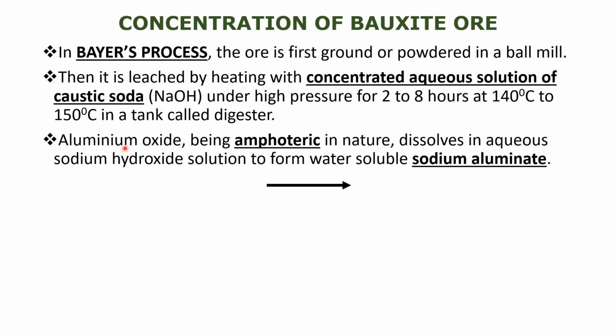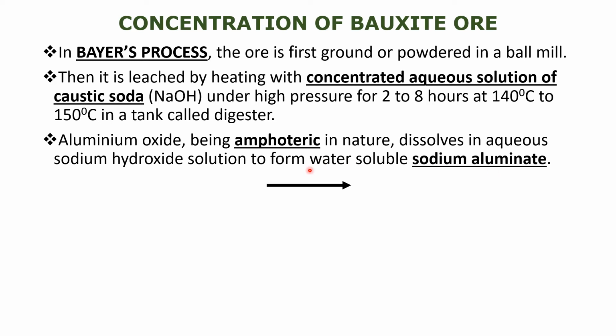Since aluminium oxide is amphoteric, it can behave like an acid, and it reacts with sodium hydroxide solution to form water soluble sodium aluminate. So with sodium hydroxide solution, it behaves like an acidic oxide and gives you water soluble sodium aluminate. That's what I told you.